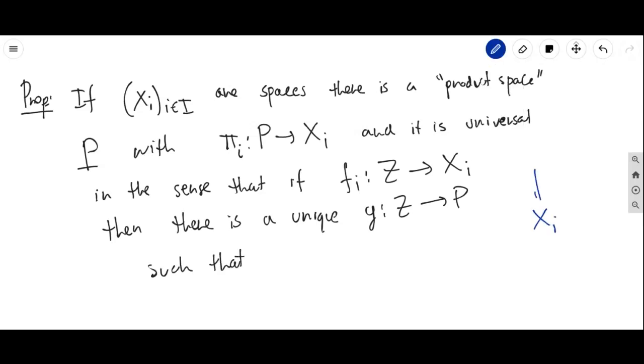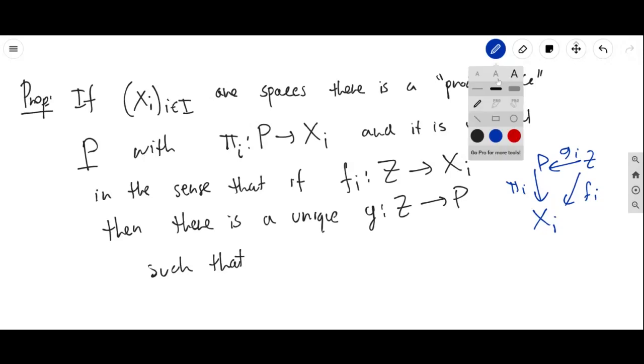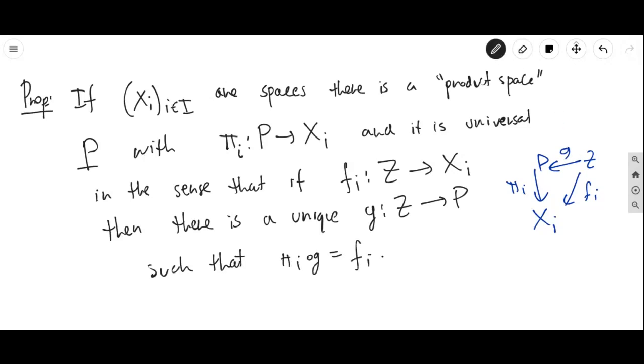such that, here's X_i, here's P, this is pi_i, this is f_i, and there's g, such that pi_i composed with g is f_i. So the proposition is that such a product space exists. And then you define the product using this much more abstract definition.